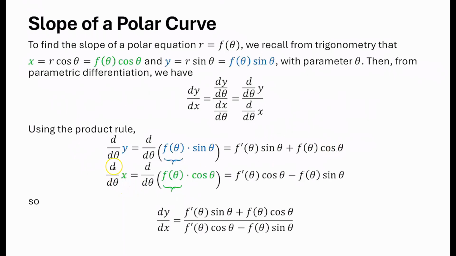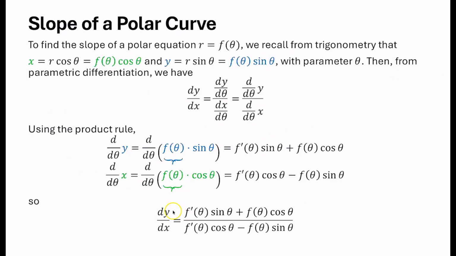And to take the derivative with respect to theta of x, we recognize that x is r cosine theta, or f of theta times cosine theta, and we apply the product rule there as well. The derivative of f of theta is f prime of theta, and we leave cosine theta the same. And then we leave f of theta the same, and the derivative of cosine is negative sine. So that's why this is minus, and then f of theta sine theta.